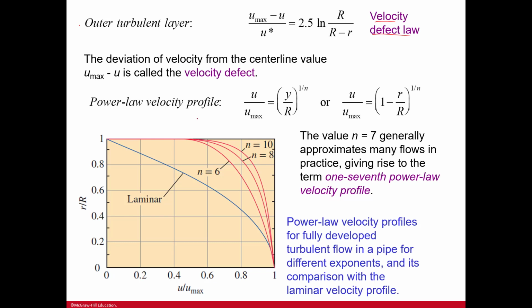We do have a power law velocity profile. The value n equals 7 generally approximates many flows in practice, giving rise to the term 1/7 power law velocity profile. Here are power law velocity profiles for fully developed turbulent flow in a pipe for different exponents and their comparison with the laminar velocity profile. You can see n is equal to 6, n is equal to 8, n is equal to 10. But you get much more steady when you get n equal to 7. And so generally, that's where you get the 1/7 power law velocity profile.